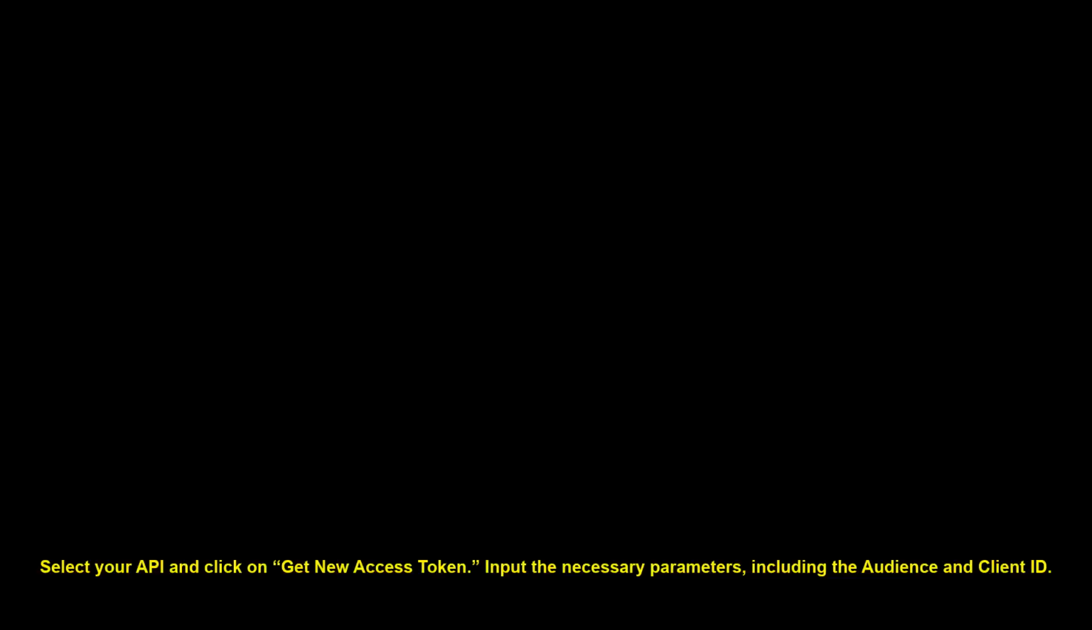Using Auth0, navigate to the API Explorer tab. Select your API and click on Get New Access Token. Input the necessary parameters, including the audience and client ID. Make sure to select the Use Refresh Token option if required. Click Get Token to generate your JWT.